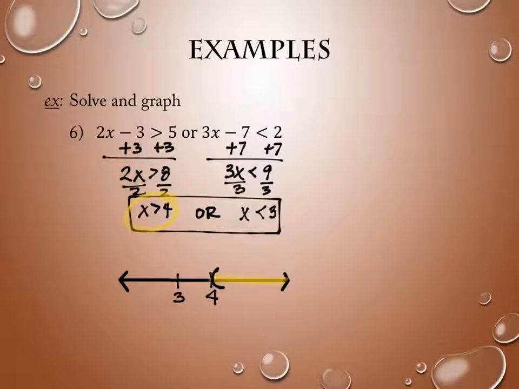On the second one, let me go back to my yellow. X is less than 3. Will I shade to the left or to the right of 3? To the left. And will I use a parenthesis or a bracket? Parenthesis. So that's what my number line solution looks like at the end.